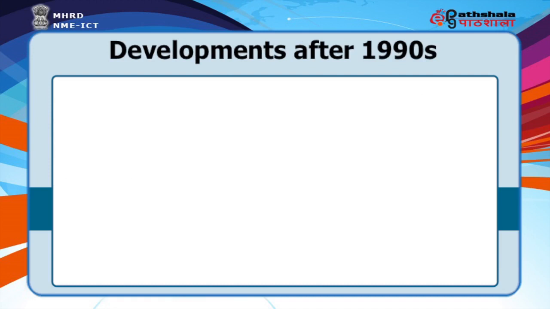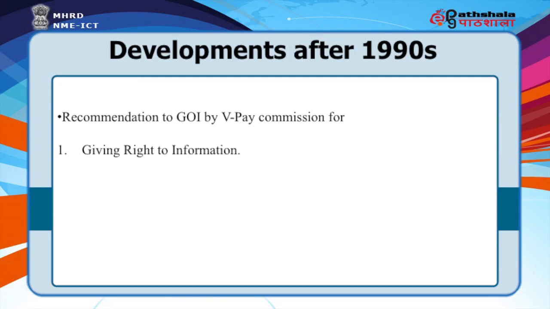Developments in late 1990s. Fifth Pay Commission. Fifth Pay Commission in its report made two significant recommendations of far-reaching consequence. Number one, giving right to information, and two, creation of information infrastructure in the country.